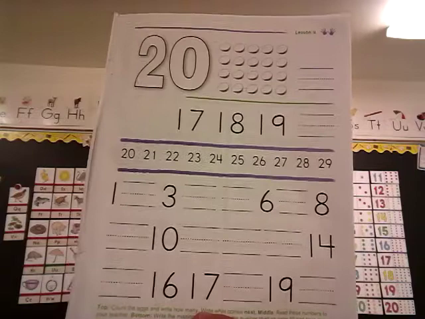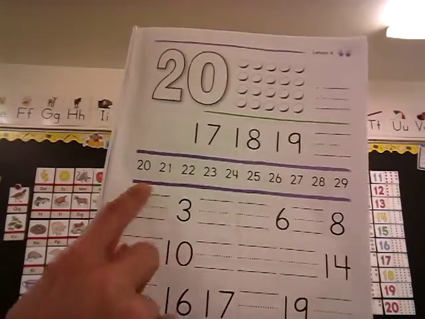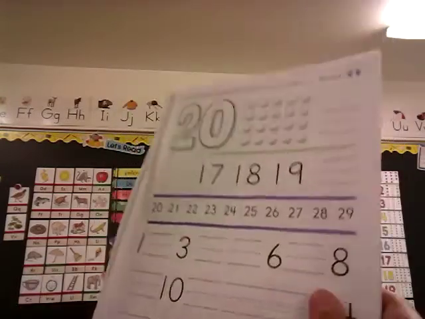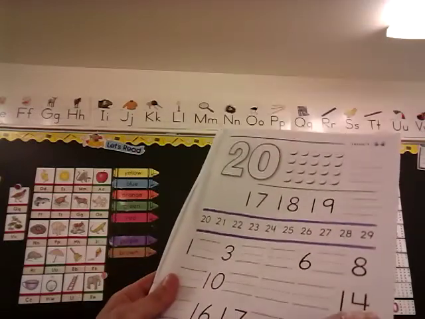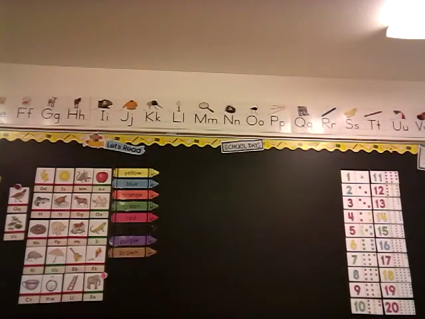Remember to write your numbers neat. Keep the horses inside the fences. Don't go above the top solid line. Don't go below the bottom solid line. Make them really neat for me.